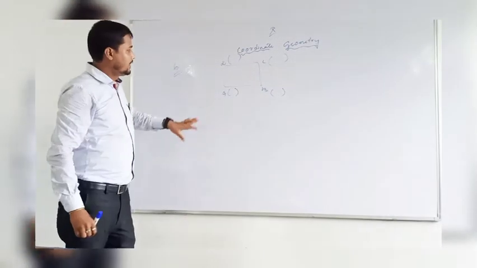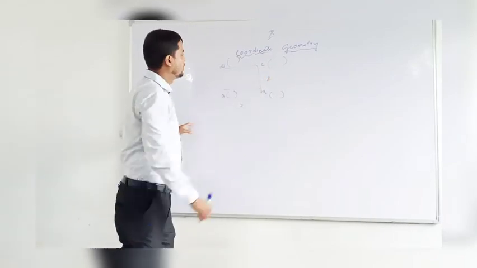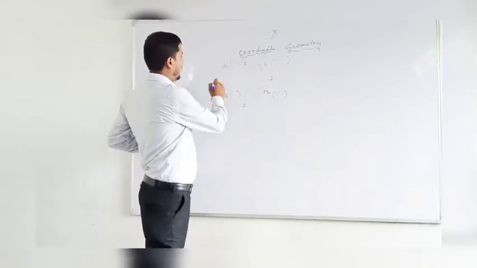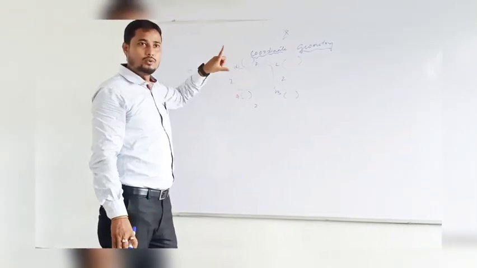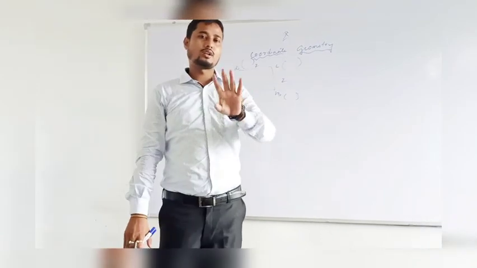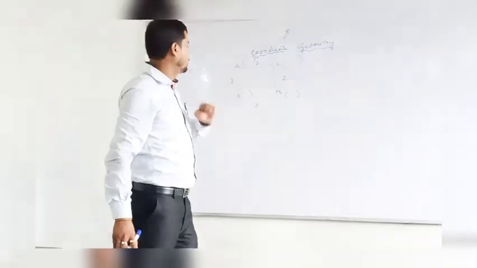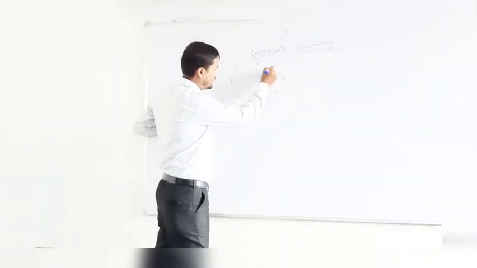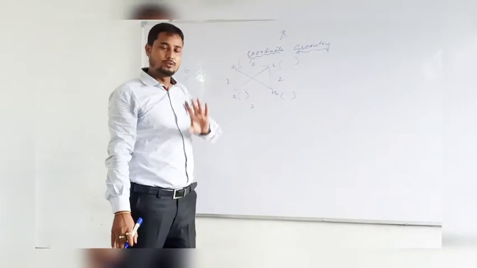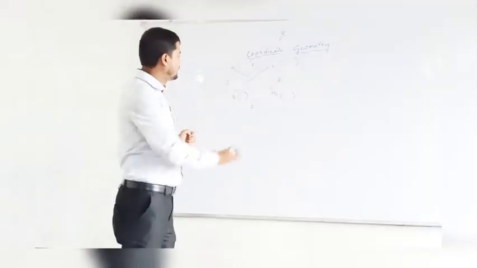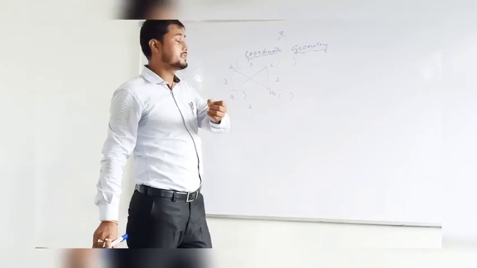After finding the 4 points, suppose AB is 2, BC 2, CD 2 and AD 2. Then all the sides are equal. If all the sides are equal, we can say that it is a rhombus or a square. The question asks which type of quadrilateral it is. Then we need to find BD and AC. If BD and AC are equal, then it is a square. If AC and BD are unequal, then it is not a square, it is a rhombus.